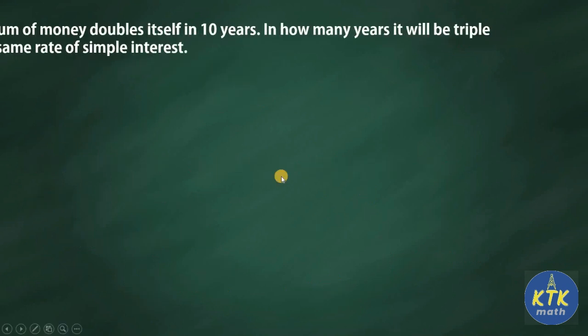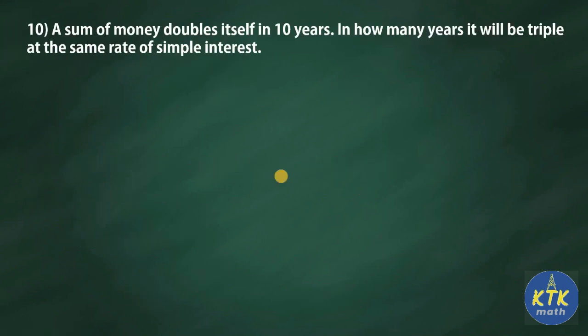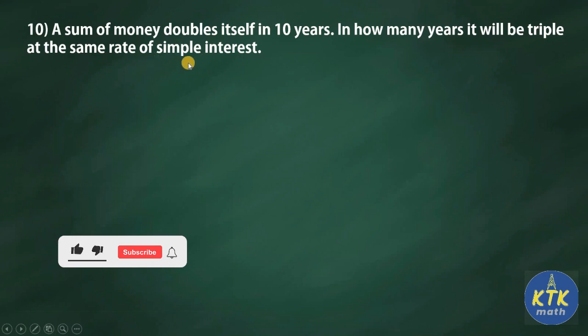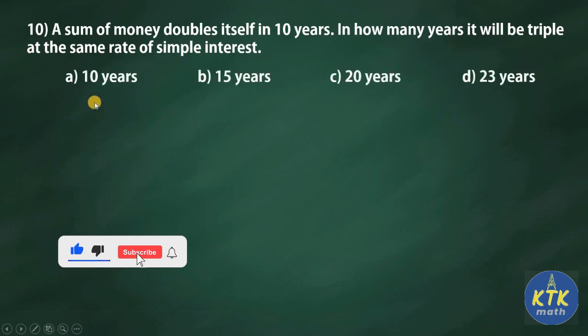Question number 10. A sum of money doubles itself in 10 years. In how many years will it be triple at the same rate of simple interest? This question seems very interesting. It has 2 parts. In the first part the amount gets double after 10 years. In the second part it should get triple. We need to find in how many years it will be triple at the same rate of simple interest. The options are 10 years, 15 years, 20 years and 23 years.